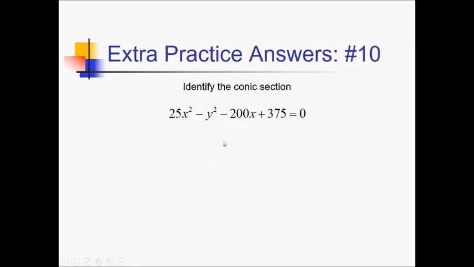For this problem, we notice that we have two squared variables, and one of them is negative. Only one is negative. They have opposite signs. So this then has to be a hyperbola.